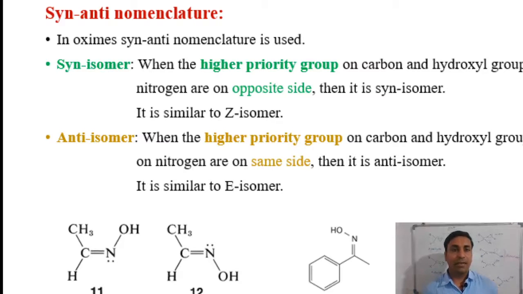See, you can have the examples here. Acetaldehyde is there. When the OH and methyl are on the same side, then it is syn isomer. When the OH and methyl are on the opposite side, then it is anti-isomer. You can change the definition as per your convenience. There are many definitions of syn and anti-isomer, but the basic logic behind it goes to the priority of the groups.